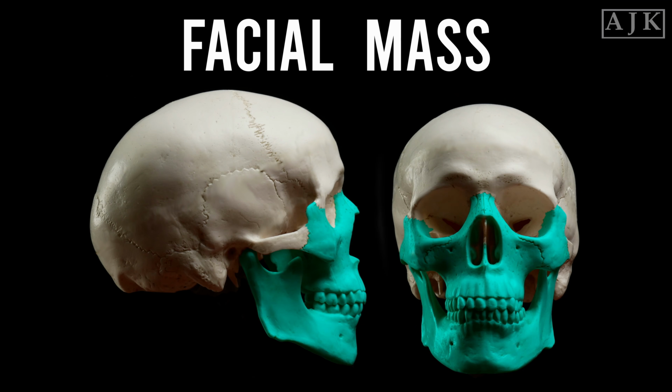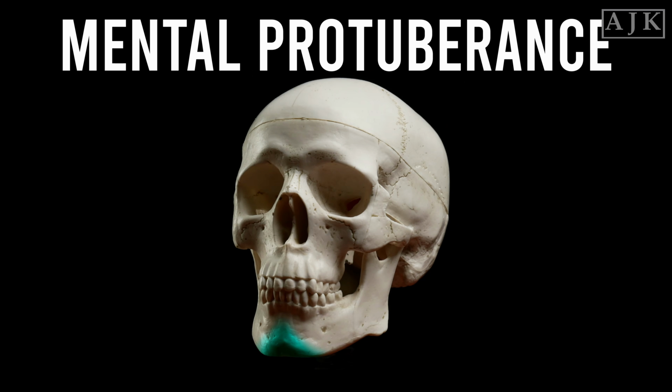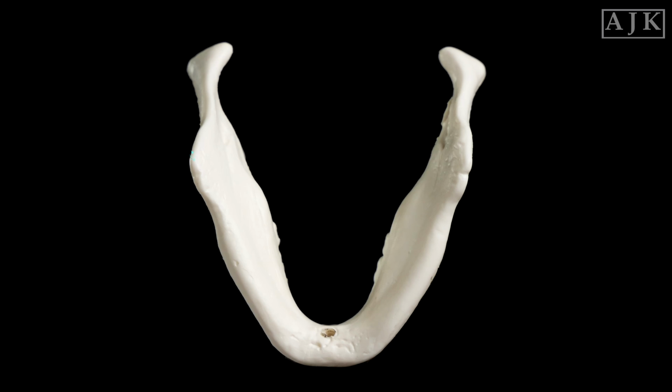Let's begin with the features on the facial mass of the skull. Number 1, the mental protuberance of the mandible. The mental protuberance is the chin. The mandible is the jawbone. Looking at the mandible from below, you can see how it's very blocky, and you can see distinct plane changes at the corners of the chin.